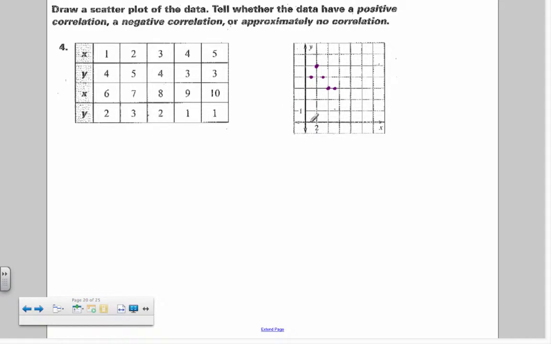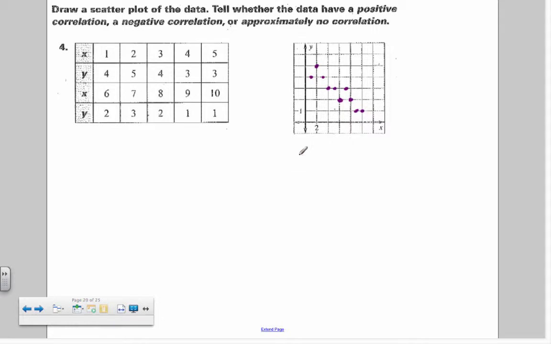6, 2. 2, 4, 6, then up 1, 2. 7, 3. 8, 2, so 2, 4, 6, 8, and then up to 2. 9, 1. Here's 9, and go up to 1. And we're going to 10, 1.